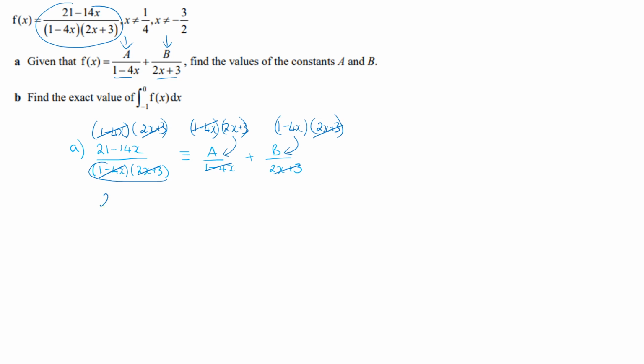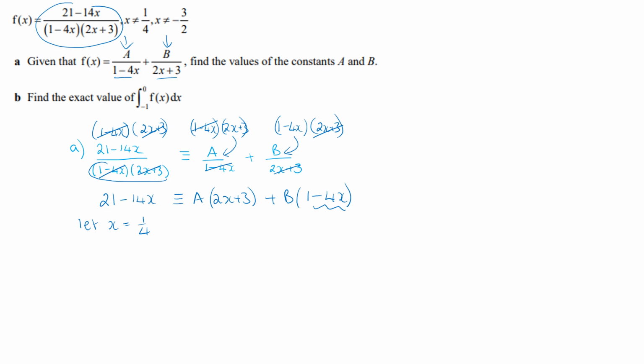Your first line would be 21 minus 14x is equivalent to A into 2x plus 3, given it the denominator it's not got, plus B into 1 minus 4x. And then we would choose values of x to make these two brackets 0. So I'll start with the B one first and let x equal a quarter, because if we let that bracket there equal 0, then x will have to be equal to a quarter.